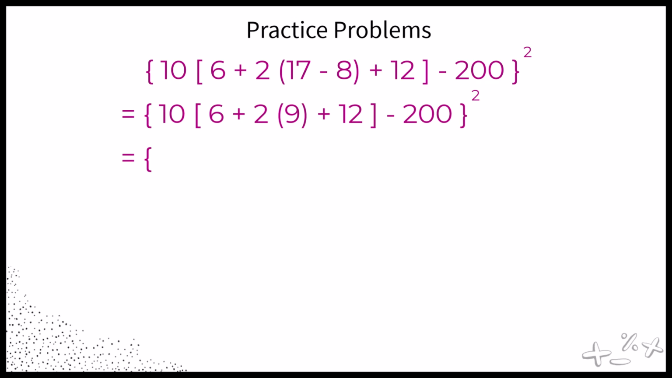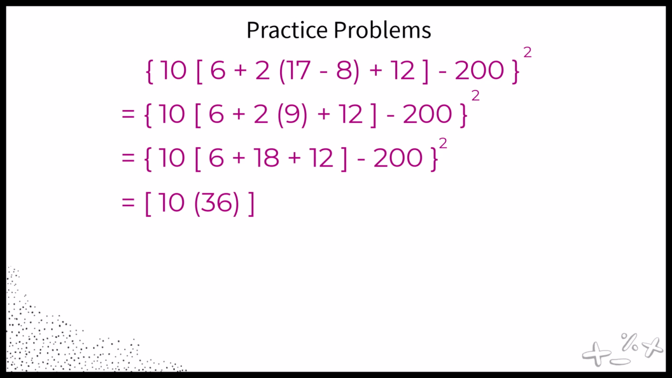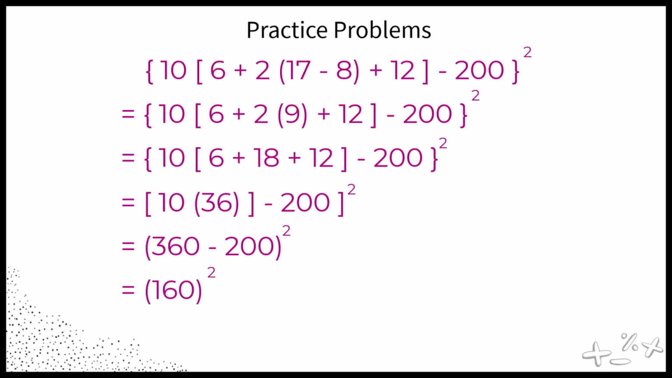Next step, curly bracket, 10, and then square bracket, and we'll add up all the stuff in there. So we have 6 plus 2 times 9 is 18 plus 12. Close that bracket, minus 200, close the curly bracket, square it. Next step, I'm going to start folding my brackets down because I know that the curly aren't really necessary anymore. So I'll do square bracket 10 multiplied by 36, which is the sum of 6 plus 18 plus 12. And then minus 200, close the square bracket, square it. Next step, I'm going to do the 10 times the 36. So 360 minus the 200, all squared. And then I have 160 squared, which brings me 25,600.